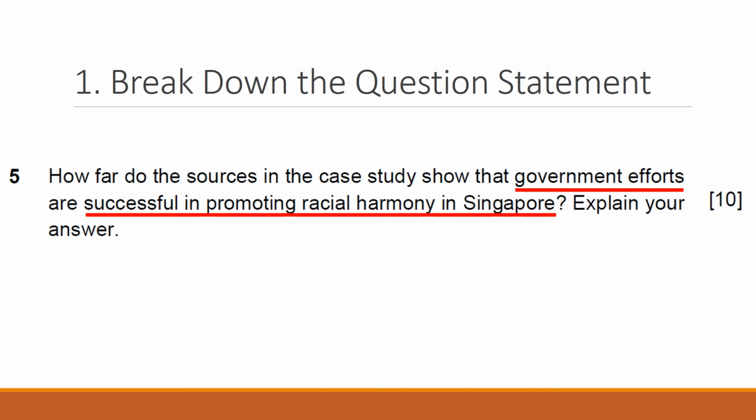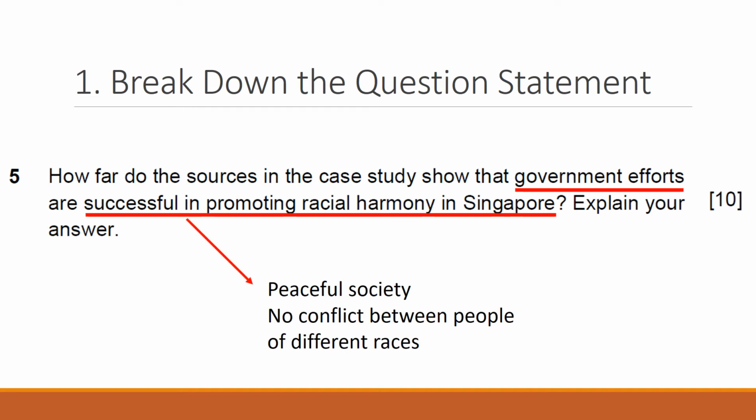Some answers could be this: it will be peaceful. There will be no conflict between people of different races. This is your outcome. So your source needs to show whether it agrees or disagrees in getting to this outcome.